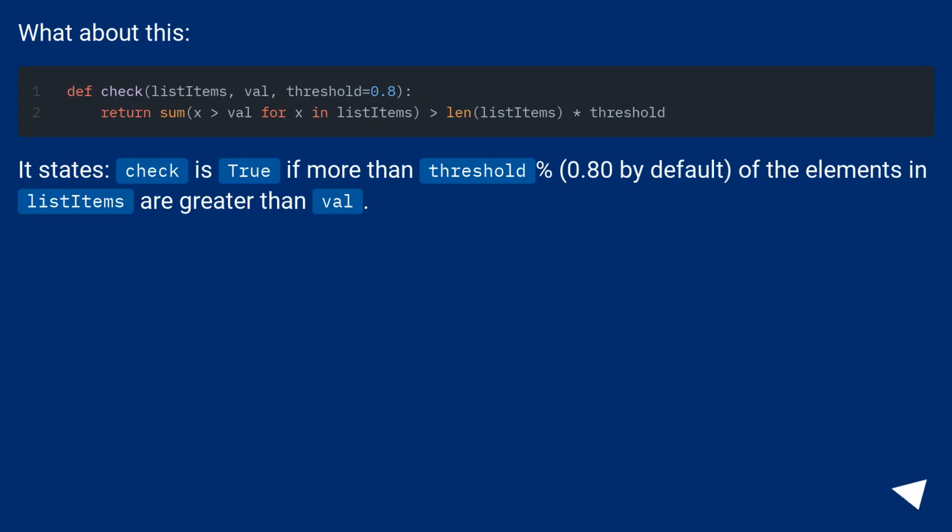What about this? It states, check is true if more than threshold percent, 0.80 by default, of the elements in list items are greater than val.